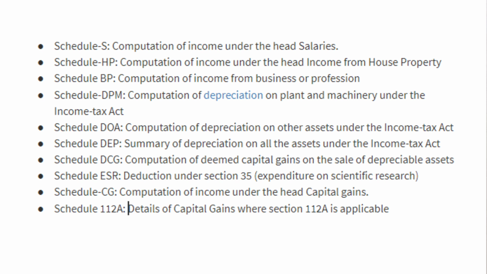Next, you disclose your income from your business. While disclosing your income from business, you need to disclose the depreciation you are claiming under the Income Tax Act. You need to disclose the details of the assets and the additions to the assets. You need to disclose next the capital gains income that you have.